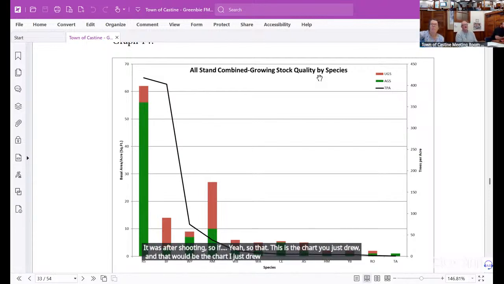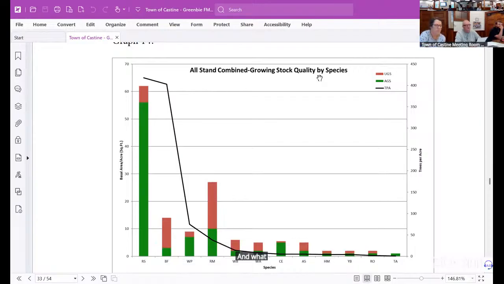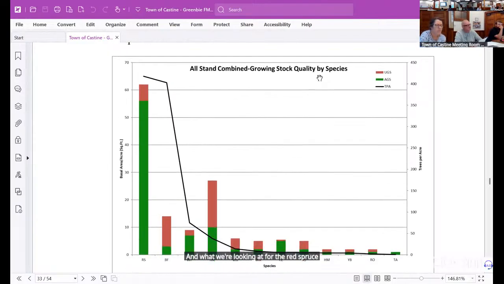The black line is trees per acre. So if you look at the far left is red spruce. And what we're looking at for the red spruce, the green is what we call acceptable growing stock. Saw logs, veneer logs, quality wood. How about pilings?